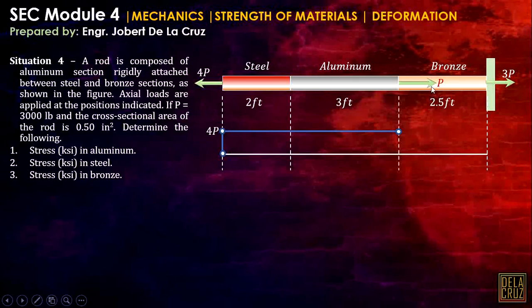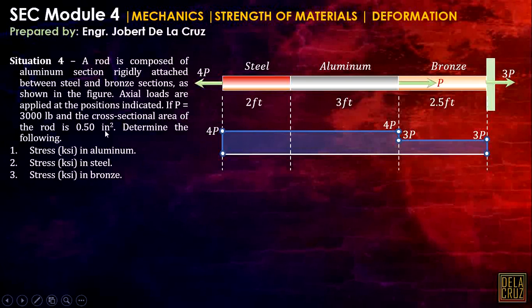So if this is P, compression, going to the right, opposing that force, 4P minus P will be 3P here. That is 3P. Now, from this point up to that point, there is no axial force, so that will be constant at that portion. And of course, this is 3P. Then it returns to 0. This is our axial diagram.